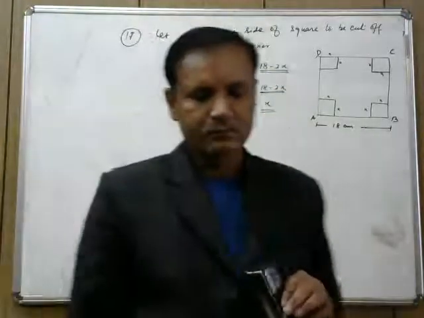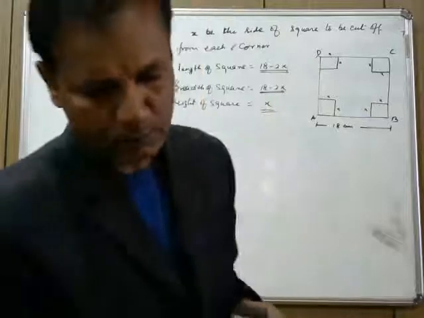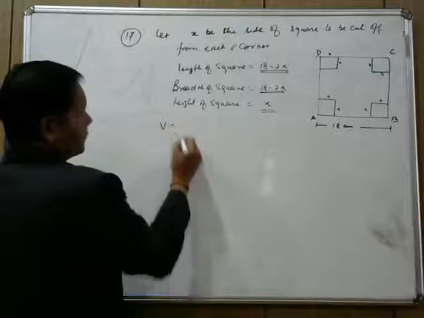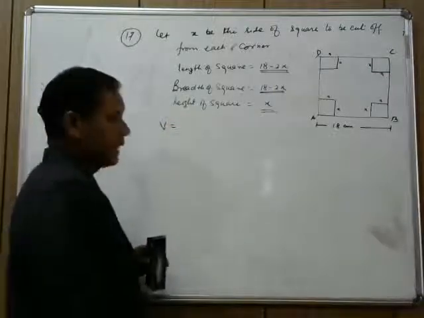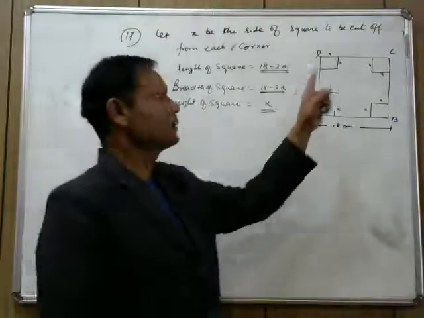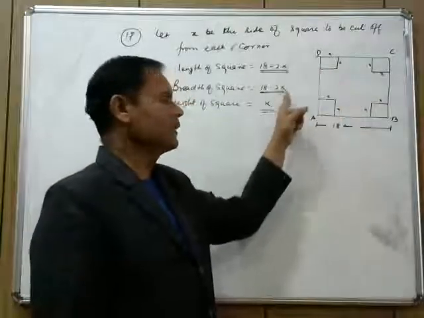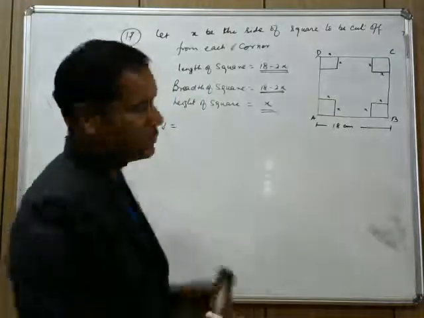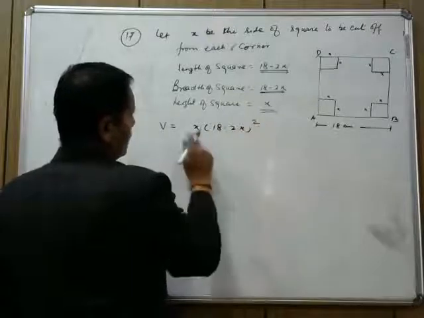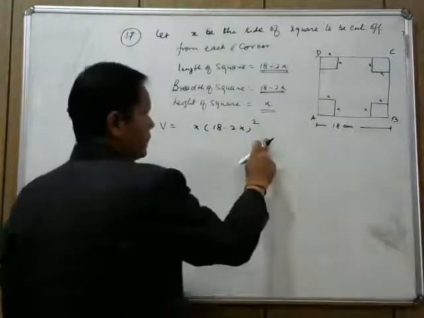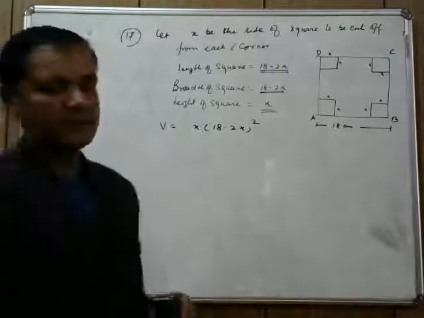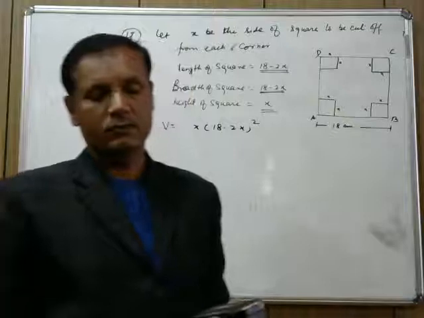Okay, and now what do we have to find out? We have to find out that the volume should be maximum. The volume of a square is side cube, but here this becomes a cuboid: length, breadth, and height. That's why the volume is (18 minus 2x) whole square into x. Now this is a function which we have got after reading the question, and we have to maximize or minimize it.